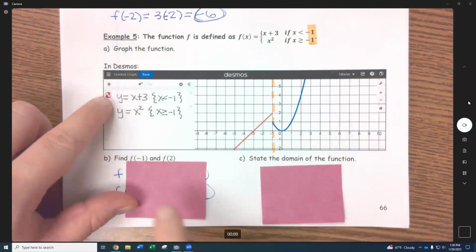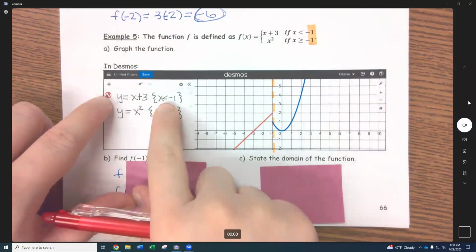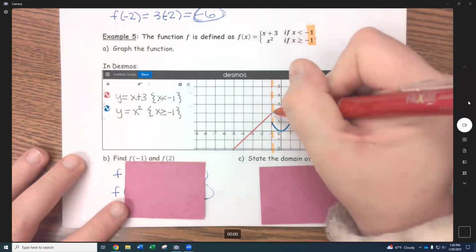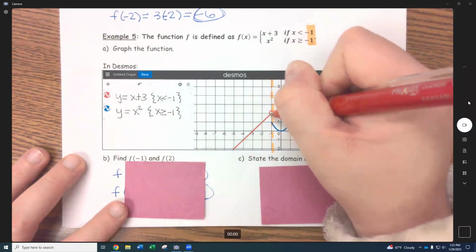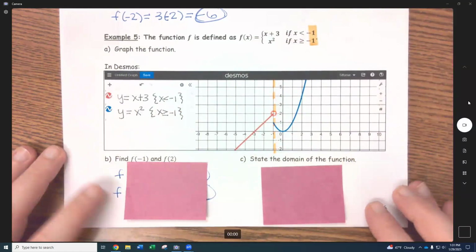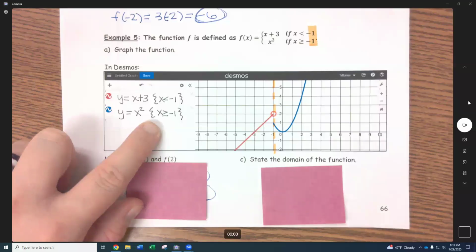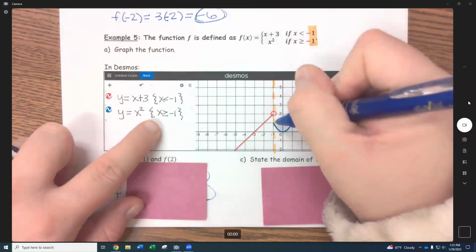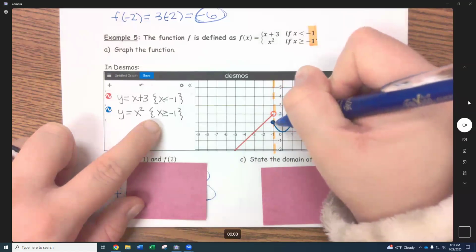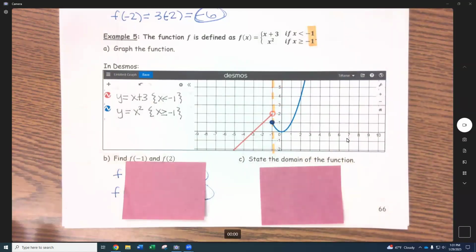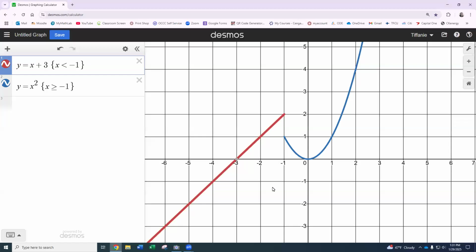My red line is when it is simply less than -1. So my red line here needs to be an open circle. My blue line, my quadratic, is when it is greater than or equal to, because it is or equal to, that one there should be a nice solid circle. And so here's what we have in Desmos.